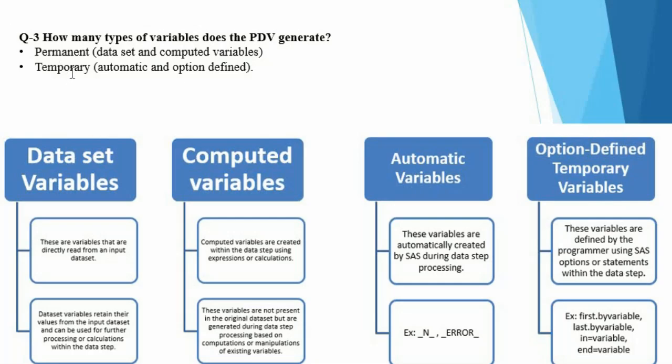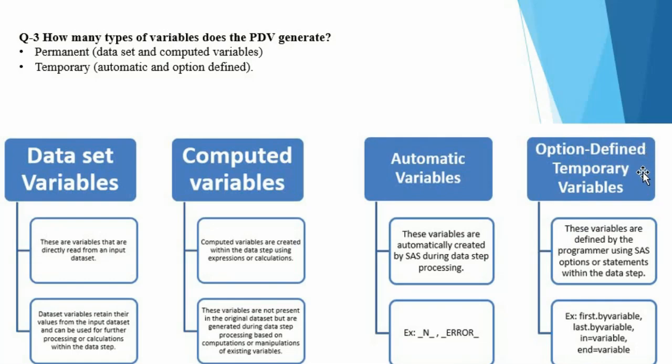Now move on to the second part, temporary variables. We have automatic and option defined variables. Automatic variables are automatically created by SAS during the data step processing. Examples are _N_ and _ERROR_. _N_ specifies how many times the data step has been iterated. I will show you by example in the next slides. _ERROR_ notifies the errors at the time of the occurrence.